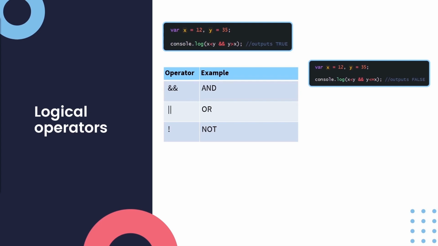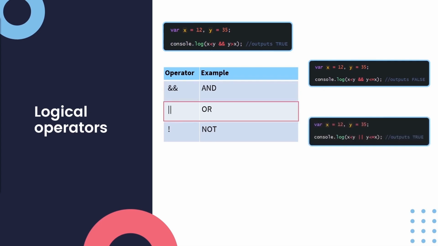Now, if we move on to or, this works differently. We've got the variable x again, we've got the variable y with the exact same values assigned to it, and we are asking the question, is x less than y or is y less than or equal to x? Only one of these conditions is true, and that's the first one, therefore we get a result of true.